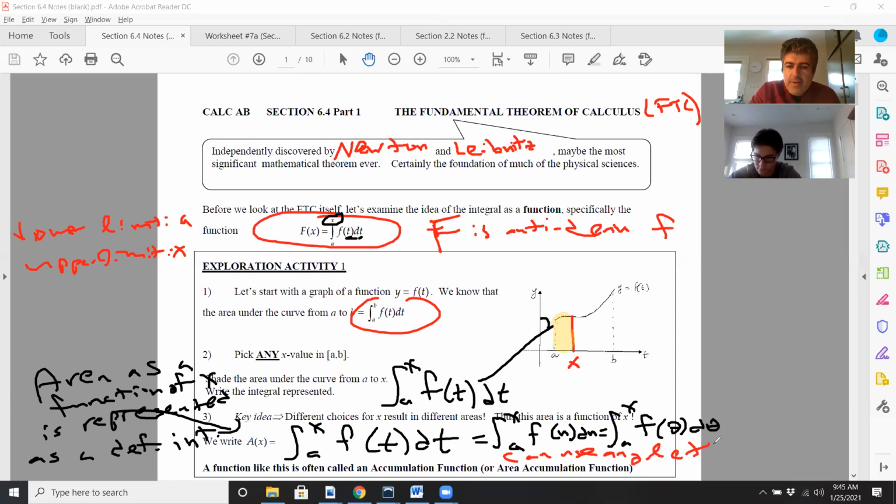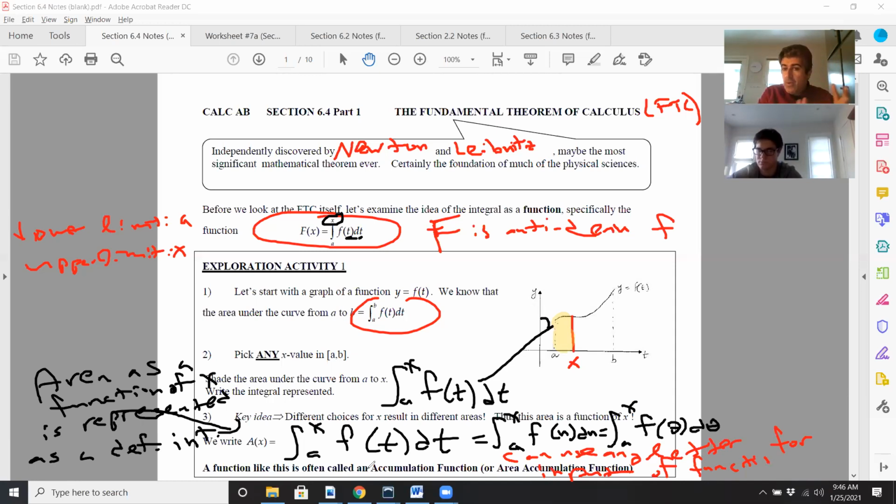You can use any letter for the input of the function. Totally up to you. But the bottom line is that if you're starting at A and you're going towards some x value in your interval, then that area can be expressed as a definite integral. That's what's happening here. And sometimes we call this an accumulation function because you're accumulating area, right?